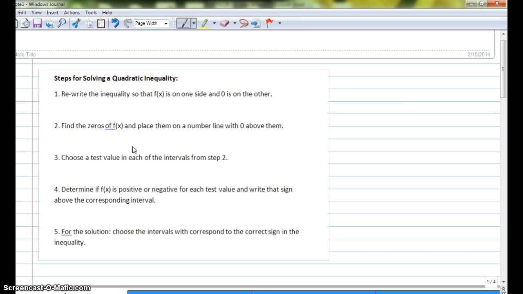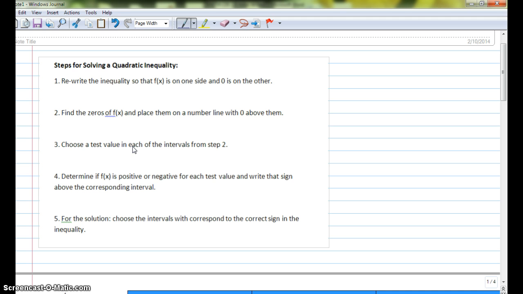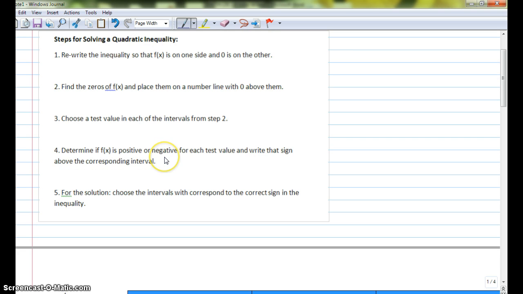Okay, then we'll find a test value in each of the intervals, and I'll show you what I mean using the number line. We'll use our calculator to determine if the original function is positive or negative there. And then for the solution, we'll choose the intervals. We'll choose the ones with the negative if we have a less than inequality. And we'll choose the ones with a positive if we have a greater than inequality.